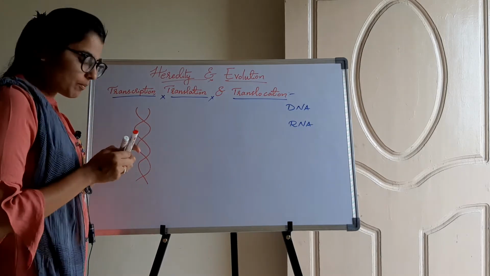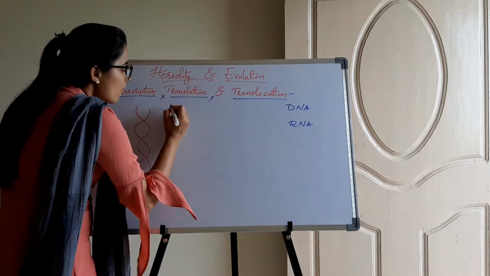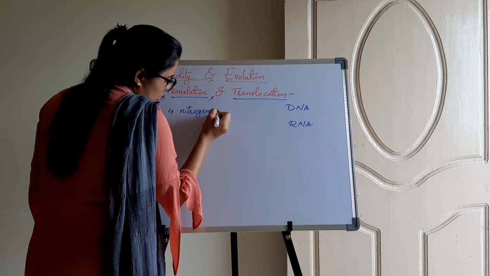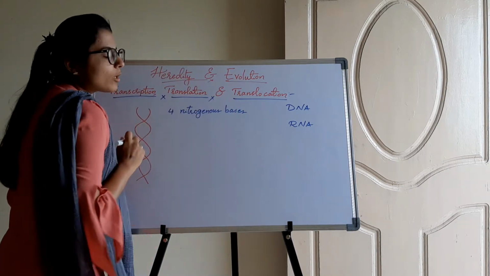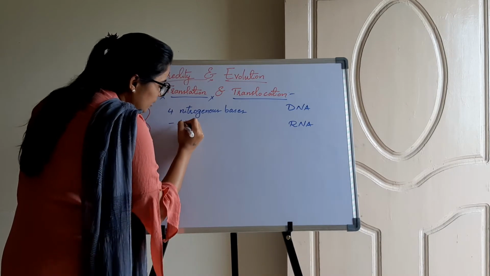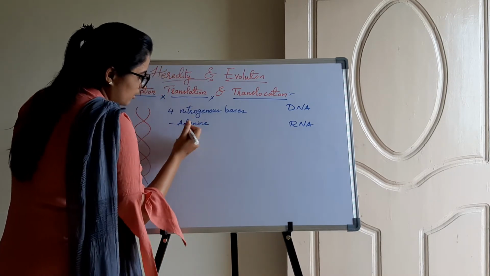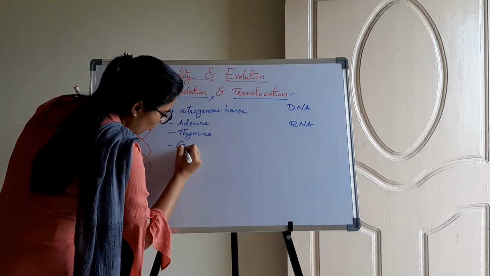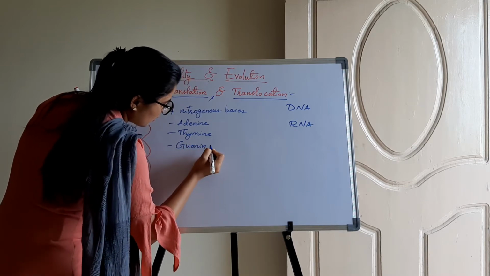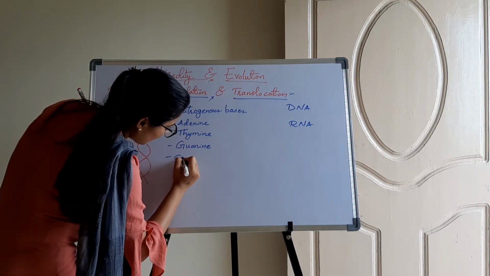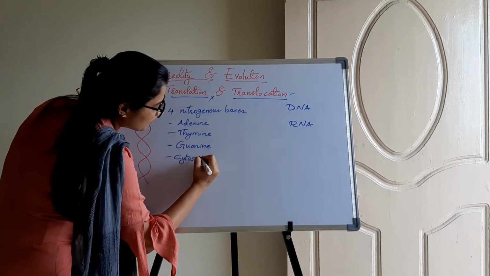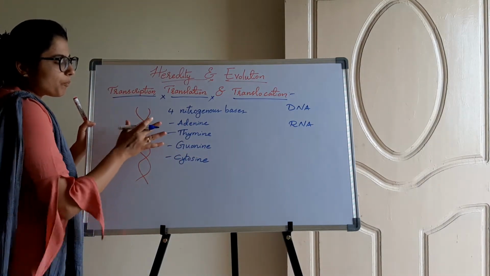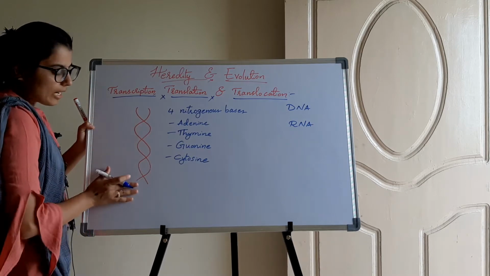And what is this DNA made up of? DNA is made up of 4 nitrogenous bases. What are these 4 nitrogenous bases? Adenine, thymine, guanine, and cytosine. By using these 4 nitrogenous bases, a DNA strand is made up.